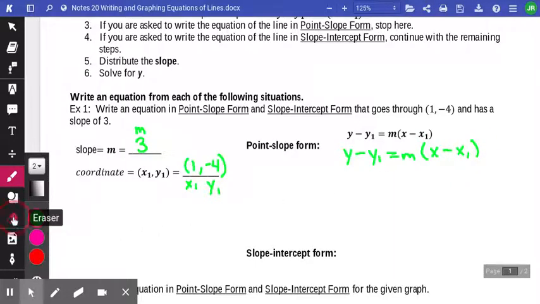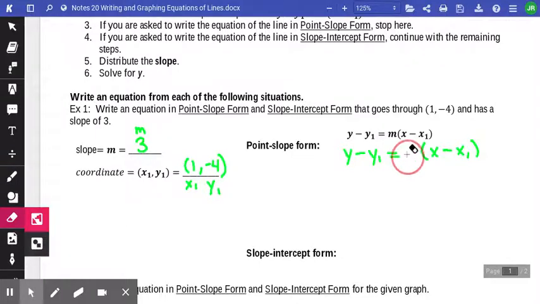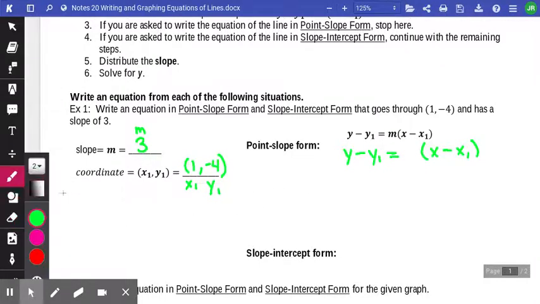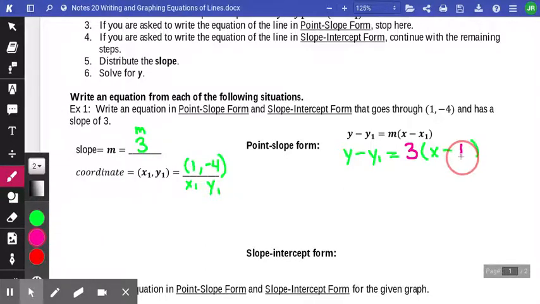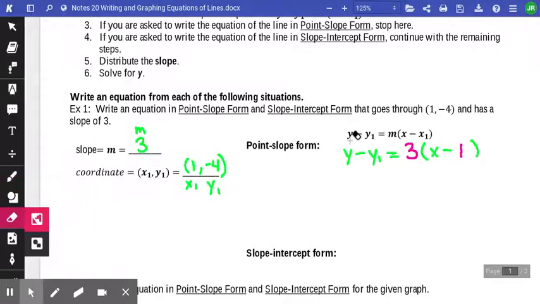So what I'm going to do is I'm going to erase the m, which gets replaced with a value. And in this case, my m, I said, was 3. So I'm going to erase and replace the m with positive 3. The next variable in this formula that gets replaced is x1. So I'm going to erase x1, and I'm going to replace it with what I labeled as x1, which was 1. And then the last variable that gets replaced in the formula is y1. So I'm going to erase it and replace it with what I labeled as y1, which is -4.